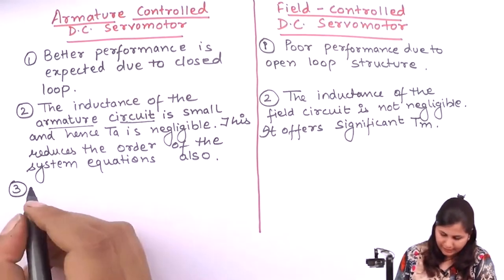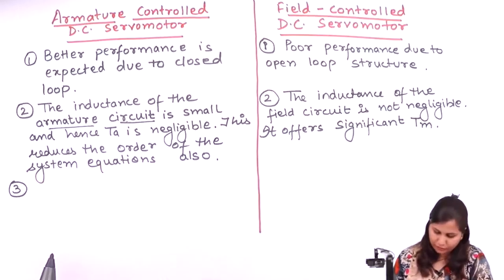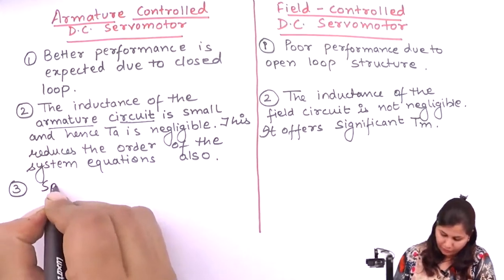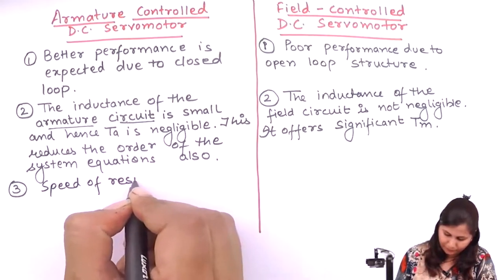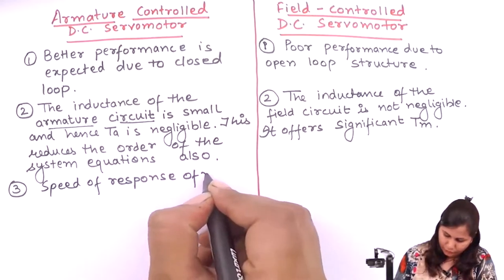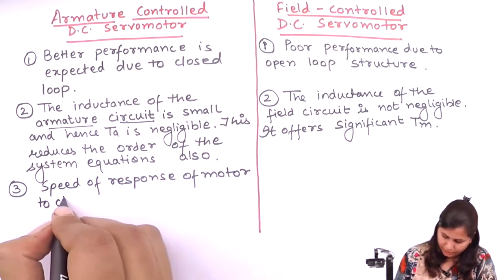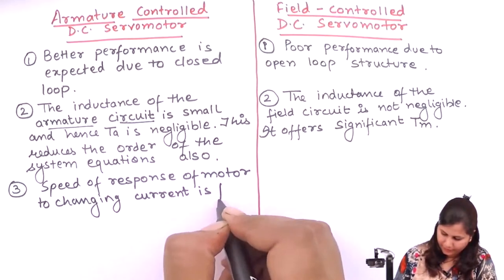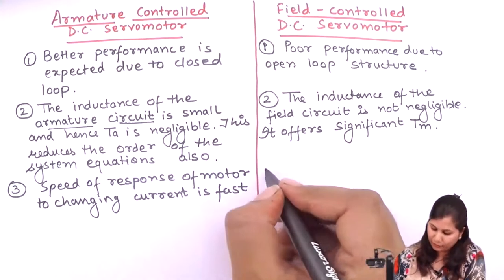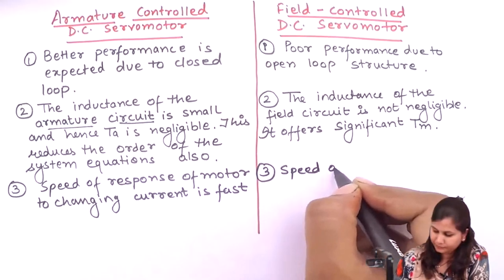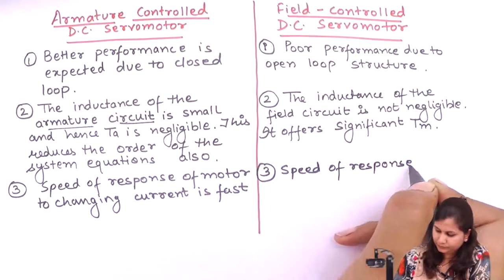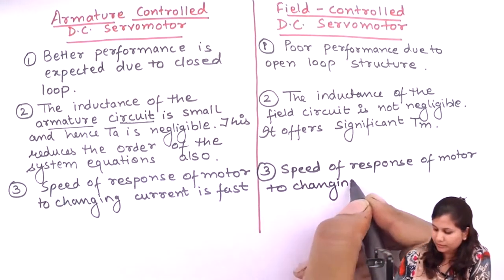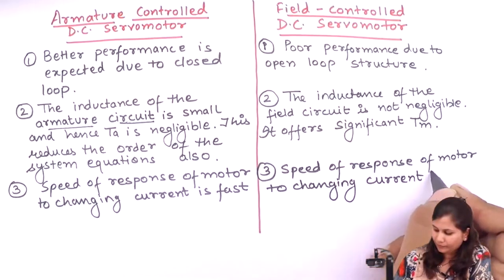Now, the third difference is that the speed of response of this armature controlled DC servo motor to the changing inputs is very fast. So, speed of response of the motor to changing current is fast, whereas in field control DC servo motor, the speed of response of the motor to changing current is slow.